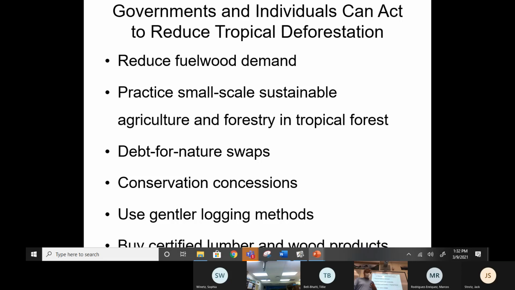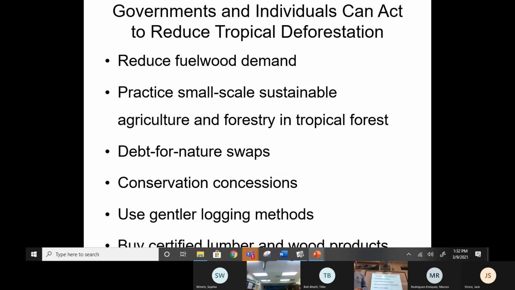Does that make sense? Usually in a smaller developing country that owes money to a bigger country, the bigger country can say, or the bank even can say, you know what, if you show me that you're going to preserve this landscape, you won't have to pay the money back. Sounds like a pretty good deal.